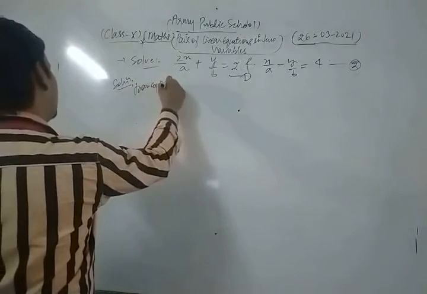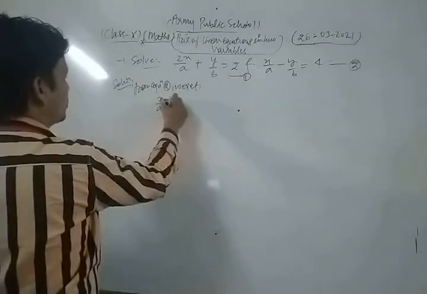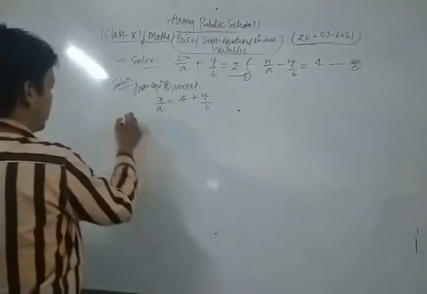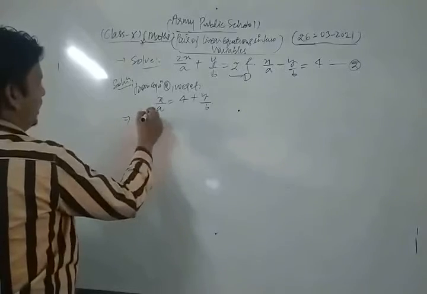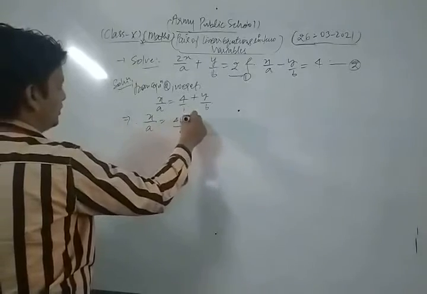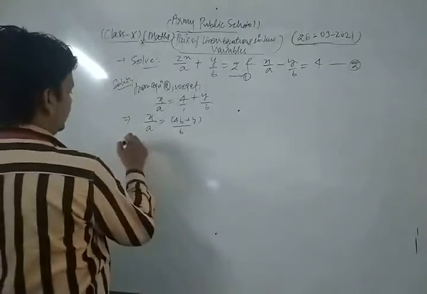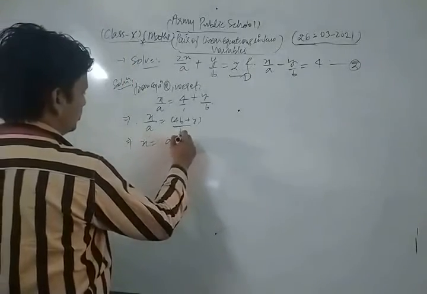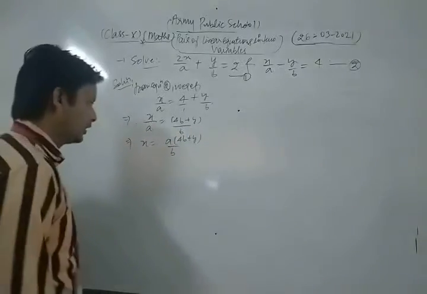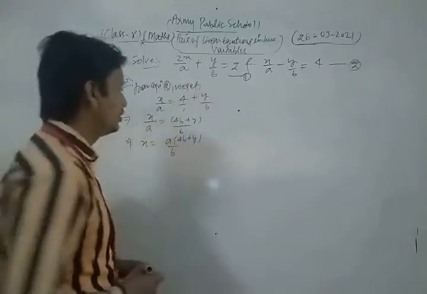Now from equation 2 we get x upon a is equal to 4 and minus y transferred to that side, so we get plus y upon b. Now, dear students, x upon a is equal to, we take LCM as b, that is 4b plus y upon b. Now from there we get the value of x is a into 4b plus y upon b, that is a upon b into 4b plus y. Now we put the value of x in equation 1.